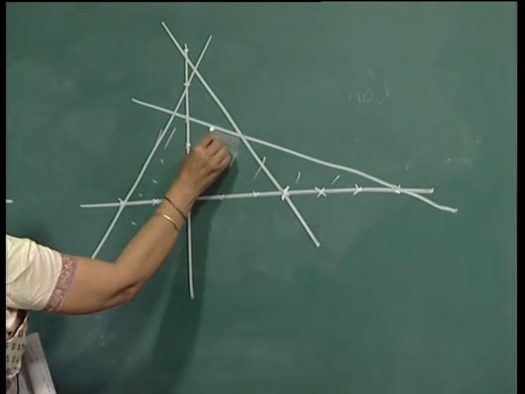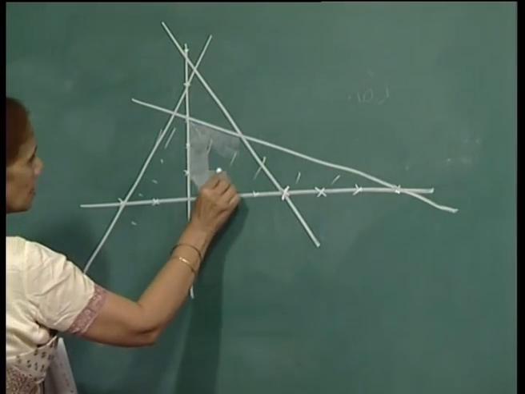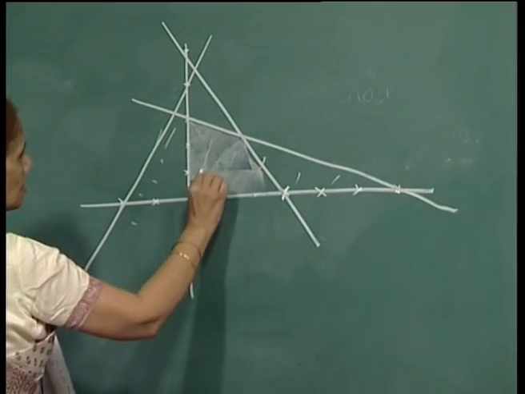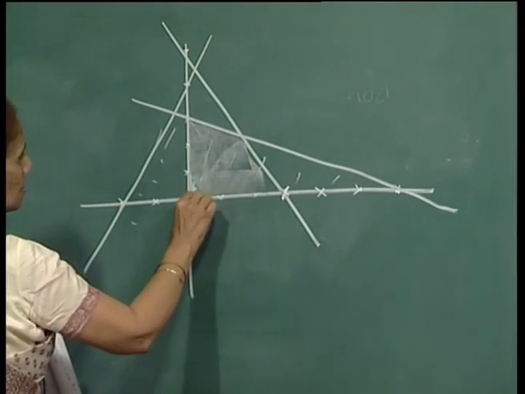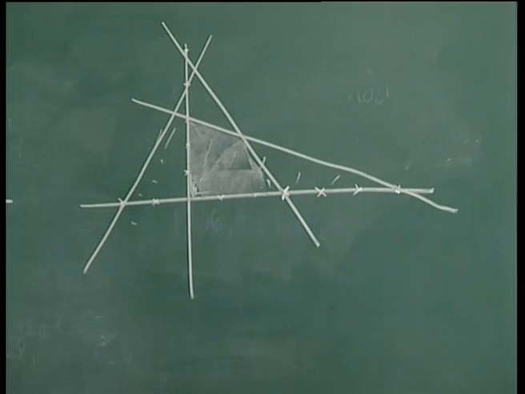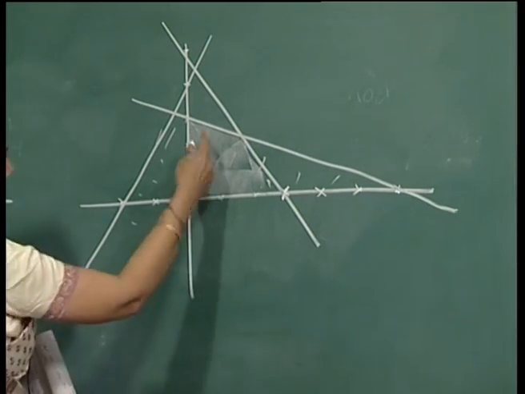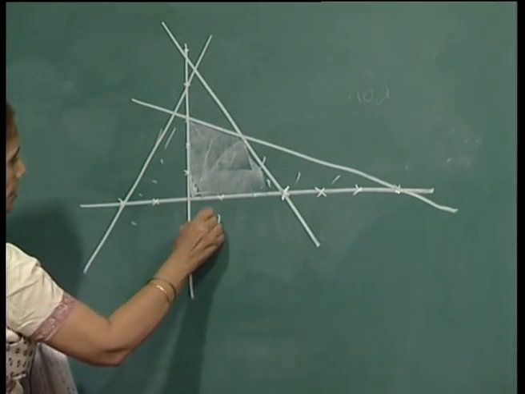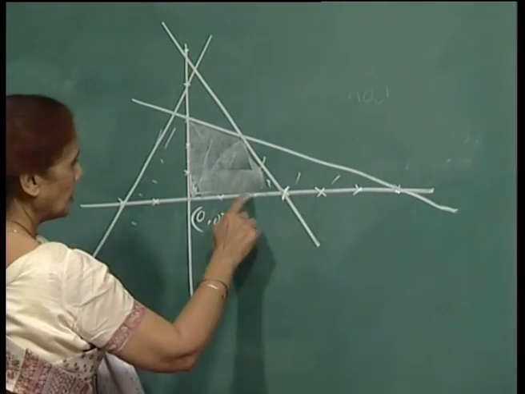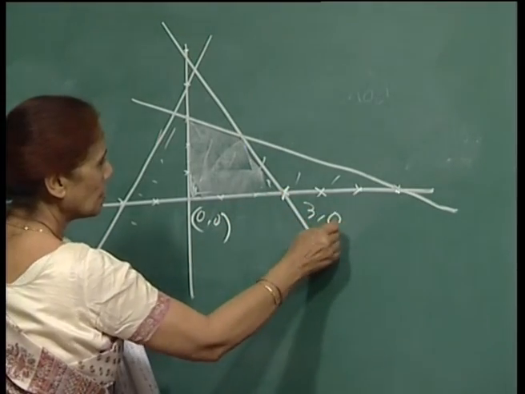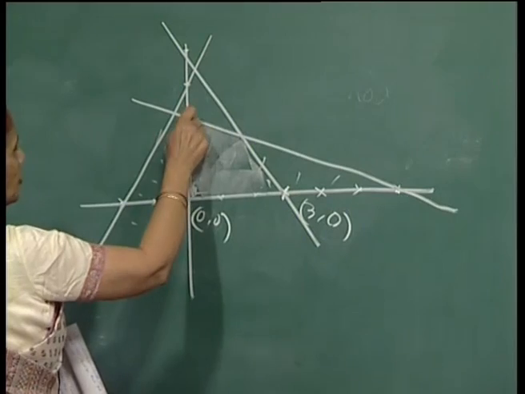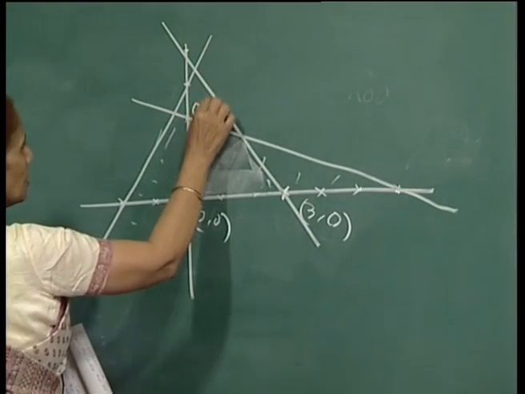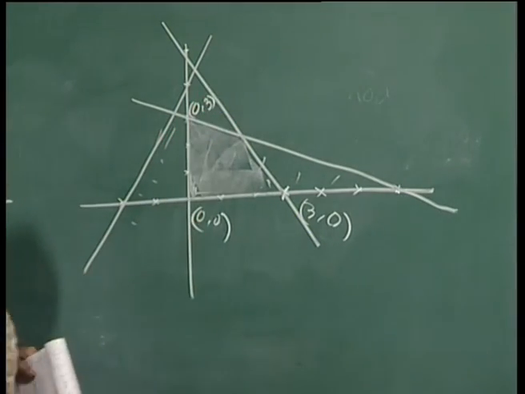So your feasible region is actually this. Right. This is your feasible region. We can quickly route out the extreme points here. This is 0, 0. This is 3, 0. And this point is 0, 3. Right. And the point of intersection.